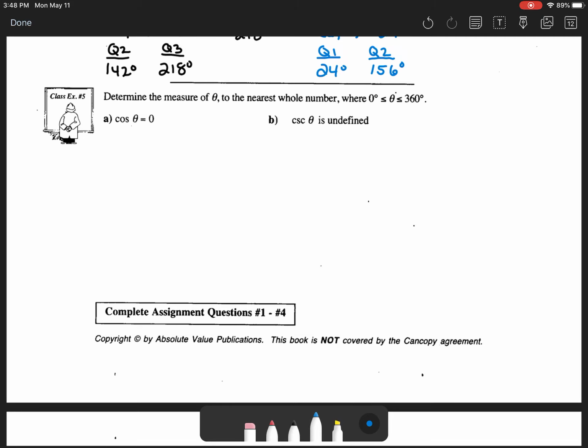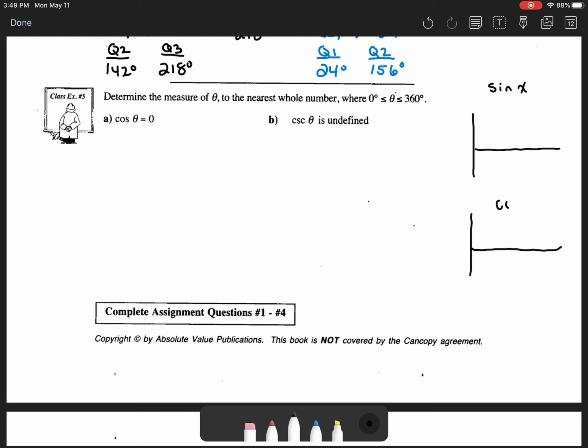All right, moving right along. Determine the measure of theta to the nearest whole number, where theta is between 0 degrees and 180 degrees. Now, what I'm going to do is take a little break on the side here, and I'm going to show you what the graphs of sine and cosine look like, and you'll see why that's so important when we deal with questions like A and B here. Okay, so I'm going to draw two graphs, and you're going to want to copy these down, and to some degree you're going to want to memorize what these graphs look like.